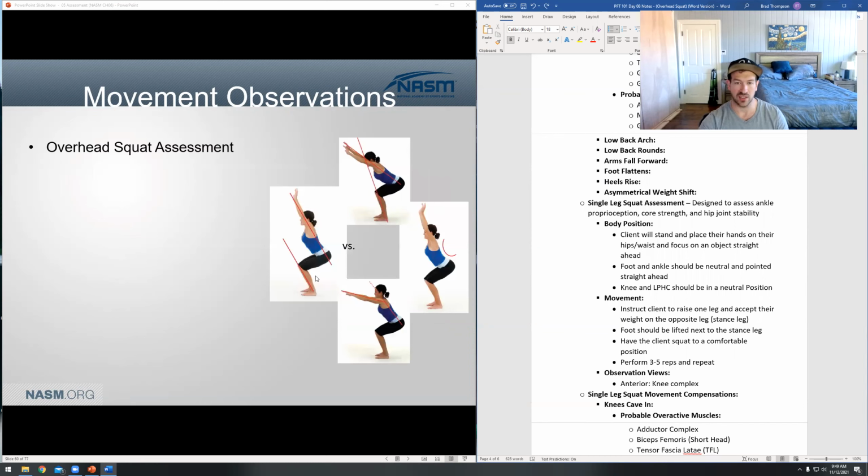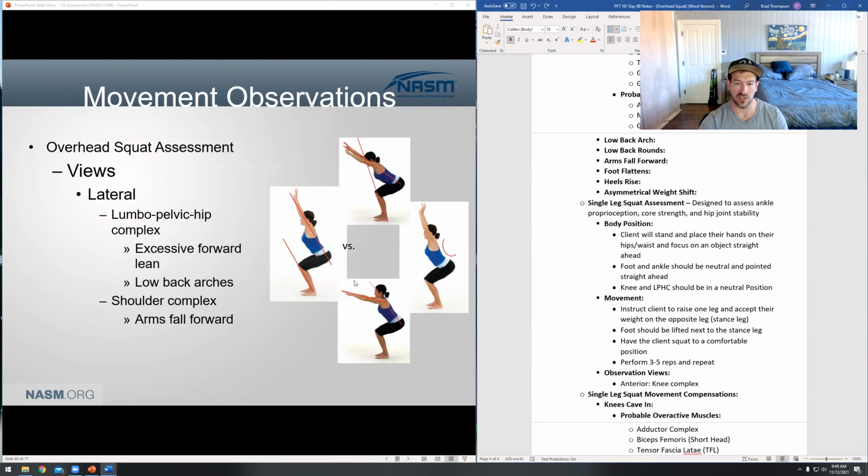So yeah, there are more. We got the low back arch, like I said. We got the low back rounding, which is the backwards posterior tilt. We got the arms falling forward. We got the foot flattening, heel rise, and asymmetric shift. We will cover these in the next coming days. I know there's just too much to do with the overhead squat in one day, so we're going to come back to that.